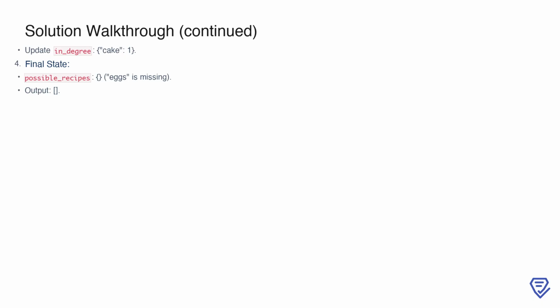Then, sugar is dequeued, reducing cake's indegree to 1. However, since eggs are missing, cake's indegree never reaches 0, meaning it cannot be made. The final state shows no possible recipes, and the output is an empty list.